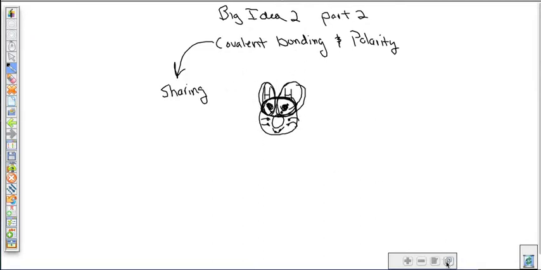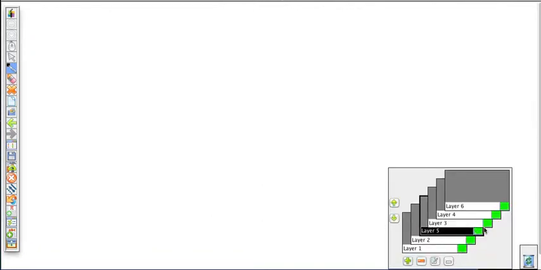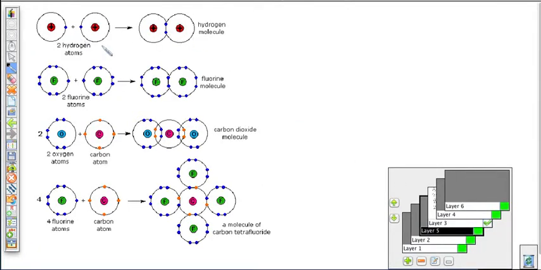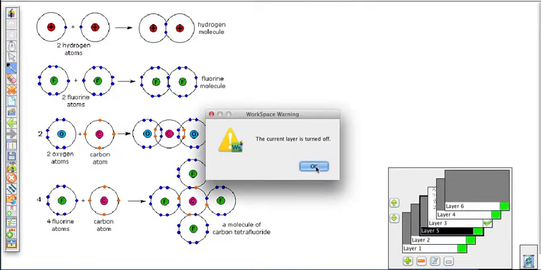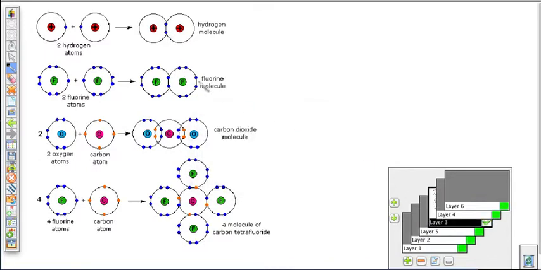So let's look at a couple of examples here, and will be pretty quick. If you have 2 hydrogen sharing, here they go, they only need to have 2 electrons, so they're sharing these 2 right here. There you see the bond between the 2 of them. And here fluorine, similar kind of thing, 2 fluorine atoms each need 1 electron to complete 8, and so they get together, and these 2 are shared in between the 2.